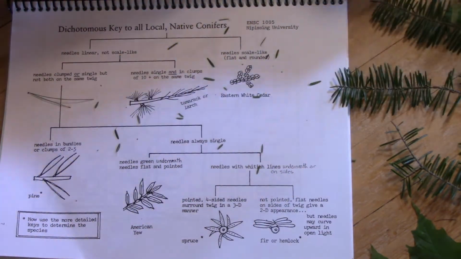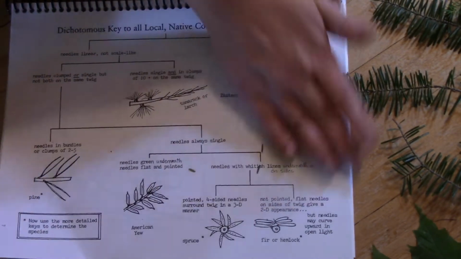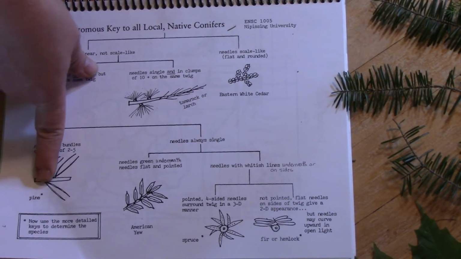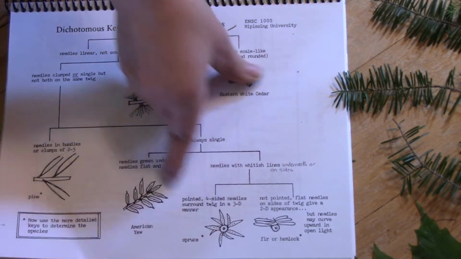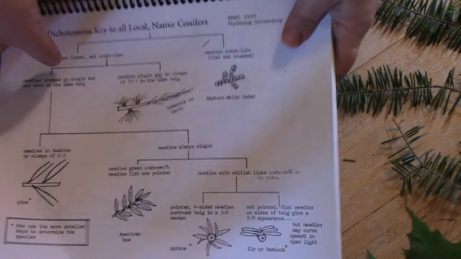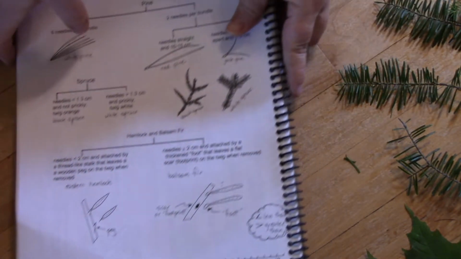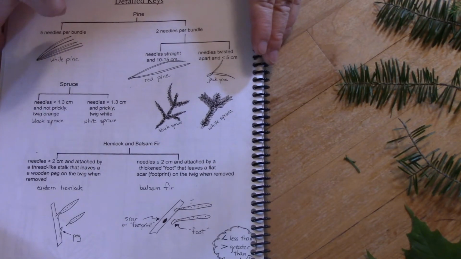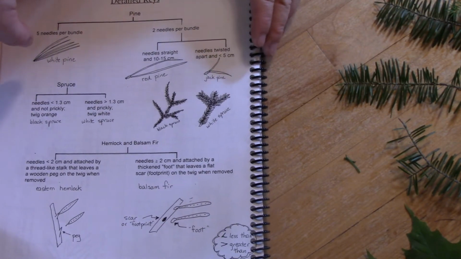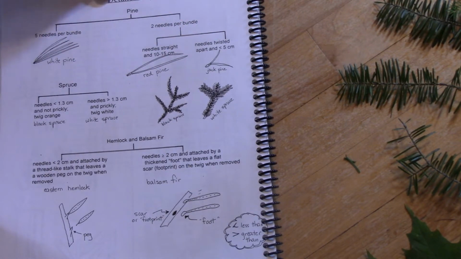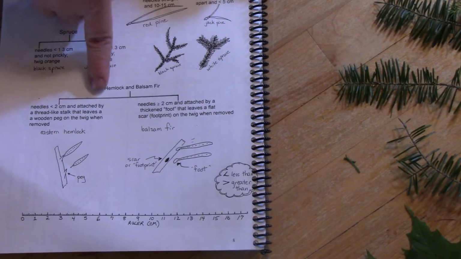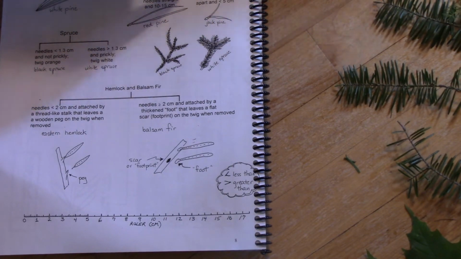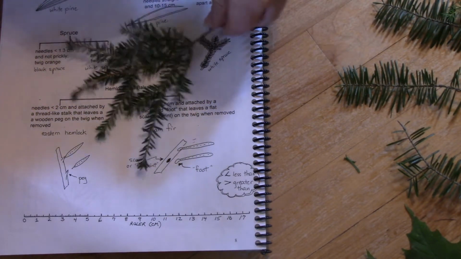So this is telling me, these little asterisks here, there's one at the pine, and there's one at the spruce, and one at the fir and hemlock. That means there's more information. So what I'm going to do is flip this page, and on the other side, it has a more specific key. It does the pines first, and then the spruces, and then the fir and hemlock. So we're just going to look at the fir and hemlock to start with, because that's our mystery tree that we're trying to figure out right now.